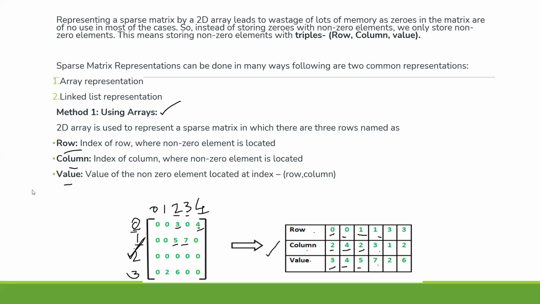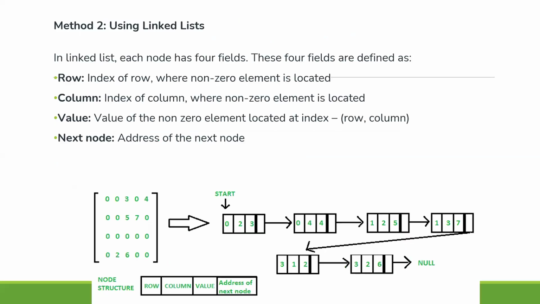Next one, how we are going to represent it in a linked list. Method 2, using a linked list. In a linked list, each node has four fields: row, column, value, and next node. Row means the index of the row of the non-zero element, the same for the index of the column. The next node means we point to the next node of the linked list. Here, the same thing, this is a matrix. So how are we going to represent it? First 0, 1, 2, 3.